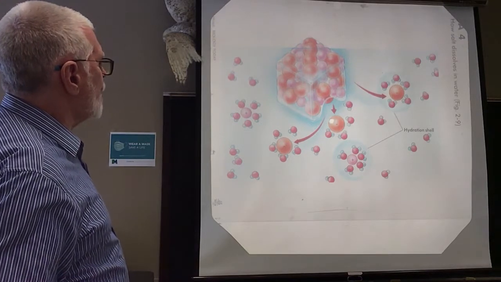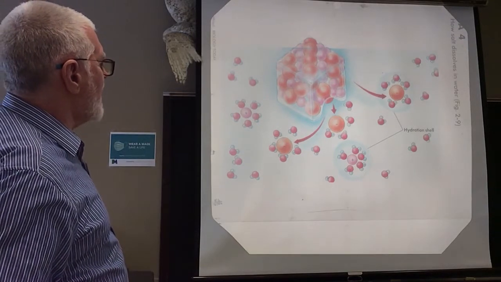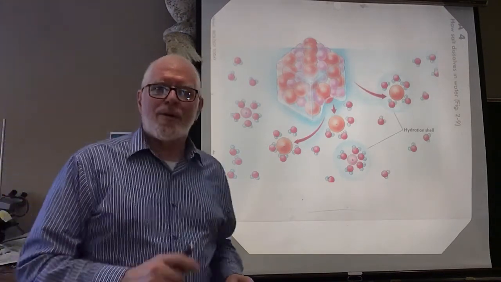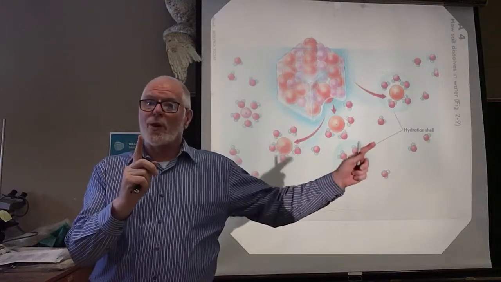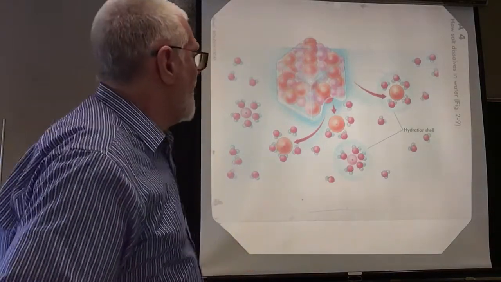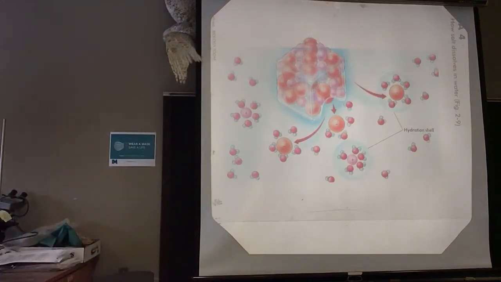The chloride, which is a negative ion, and the sodium, which is a positive ion. On the periodic table, sodium's here, chloride's here, so chloride's bigger. It's a bigger atom. That's why they're represented that way. But it will gradually wedge the ions off of the cube and it will surround them.